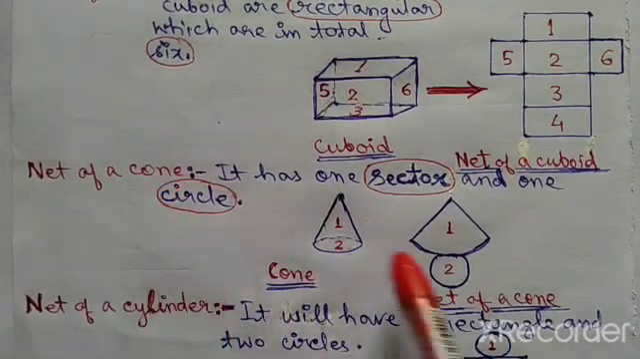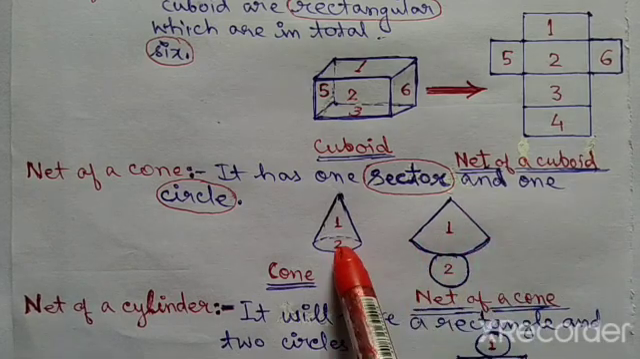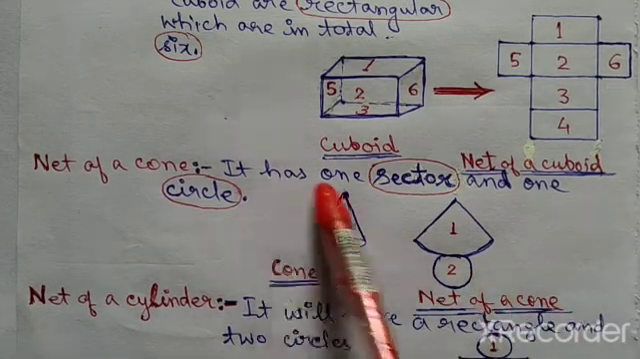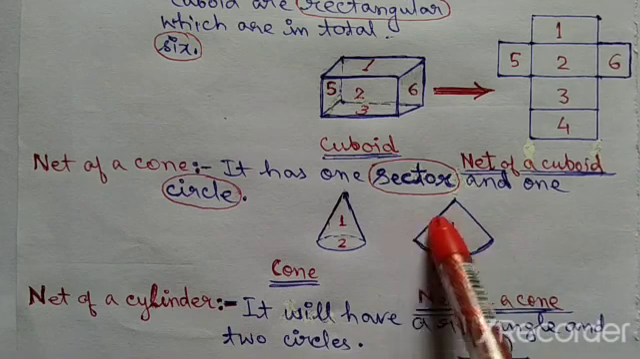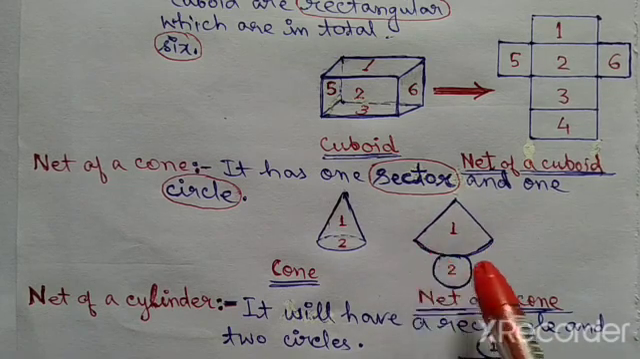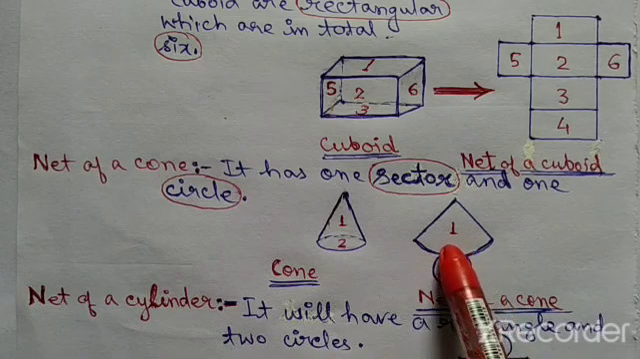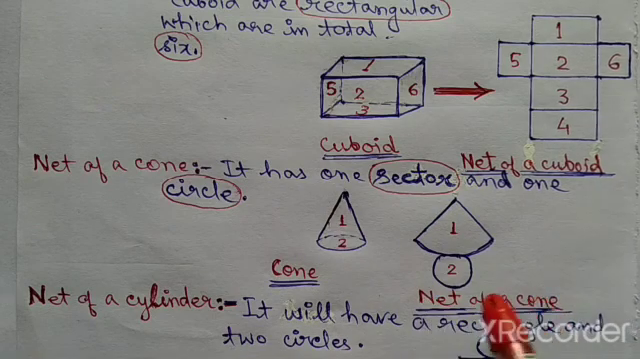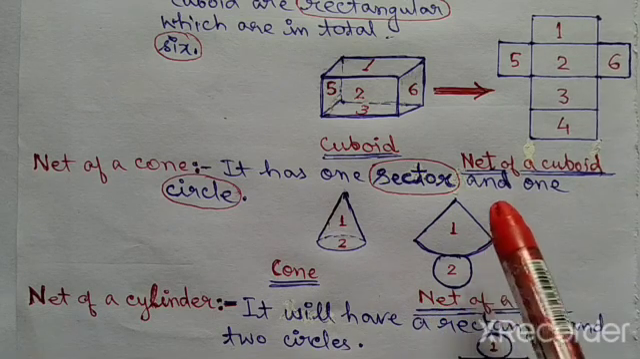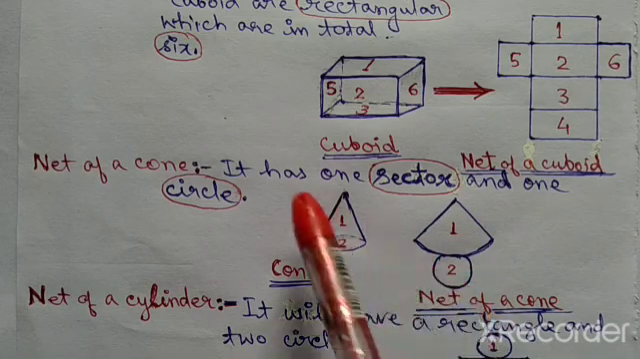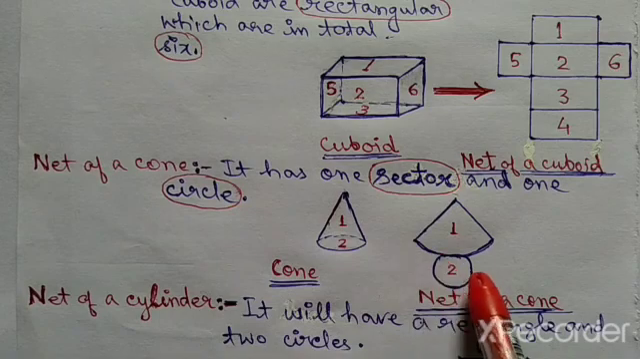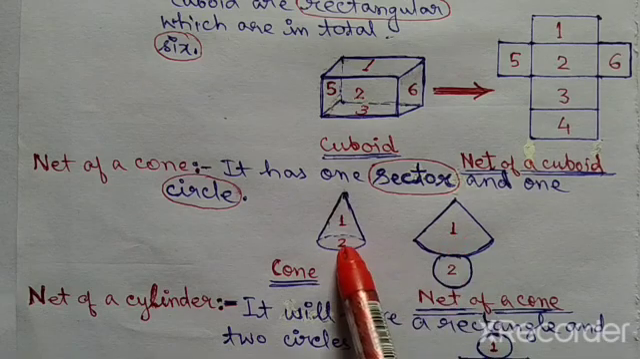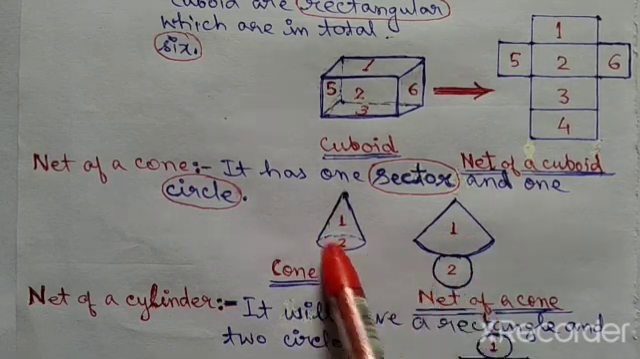Next one, children, net of a cone. Just see, this is a net of a cone. This is the shape of cone, actual cone, and this is the shape of net of a cone. It has one sector. This is called sector, children. You will learn in higher classes. And this is a circle. So in the net of a cone, you will see it will have one sector and one circle. Now it is numbered 1, that is a sector, and 2, that is a circle. That is the base of a cone.